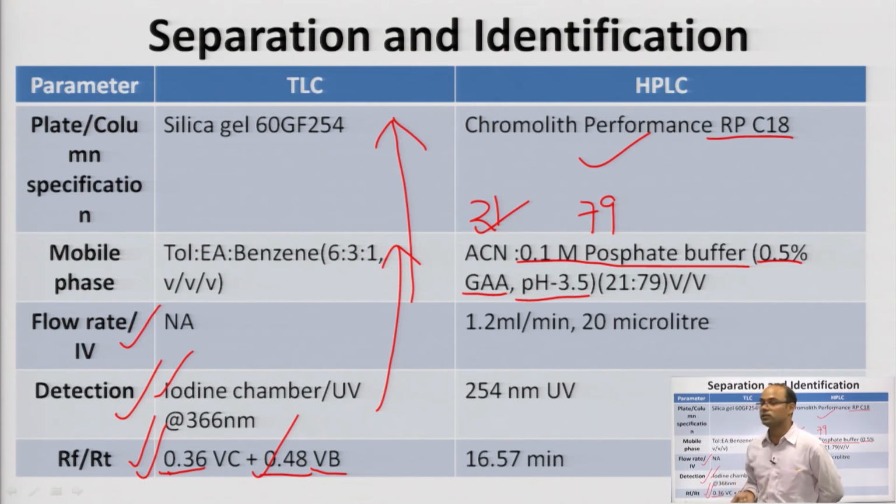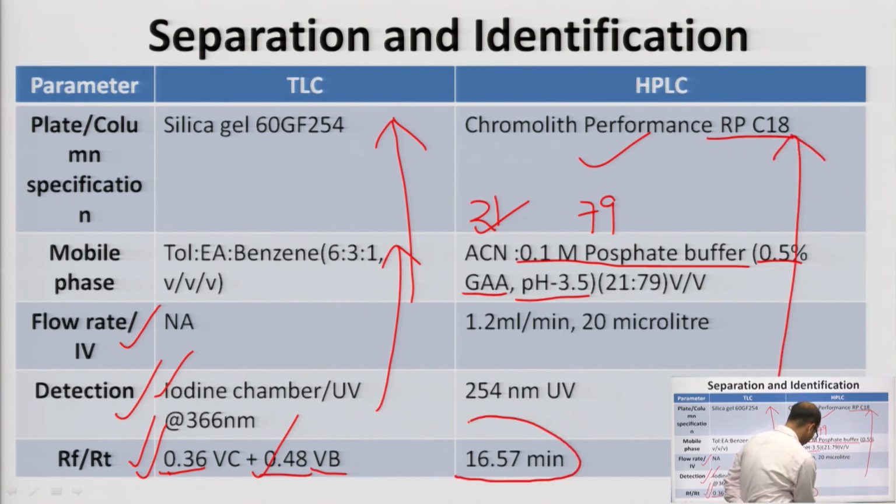Under these conditions we got the retention time for our Vinca alkaloid at 16.57 minutes. Retention time is the time period between the injection of your sample and the reaching of your sample to the detector. So it is the time taken by the phytoconstituent to reach the detector after injection.